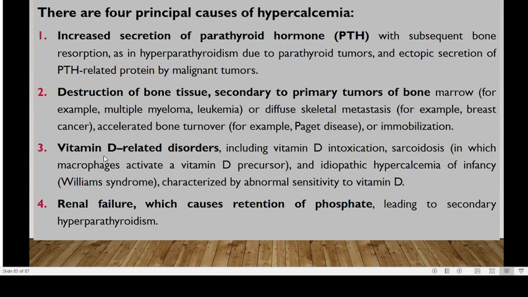Also, we have vitamin D related disorders, including vitamin D intoxication or sarcoidosis, or idiopathic hypercalcemia of infancy, the one that we normally refer to as Williams syndrome. This one is characterized by abnormal sensitivity to vitamin D that normally affects the metabolism of vitamin D. Lastly, we have renal failure, which normally causes retention of phosphate, leading to secondary hyperparathyroidism.